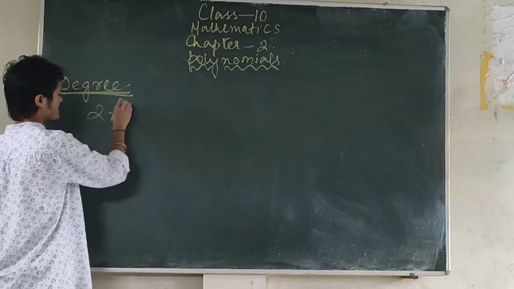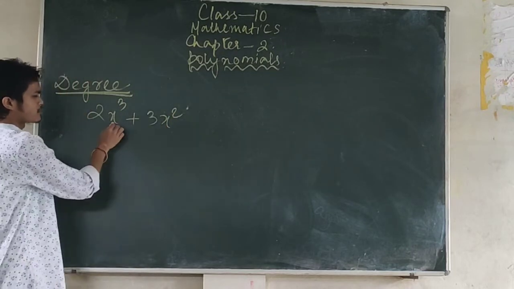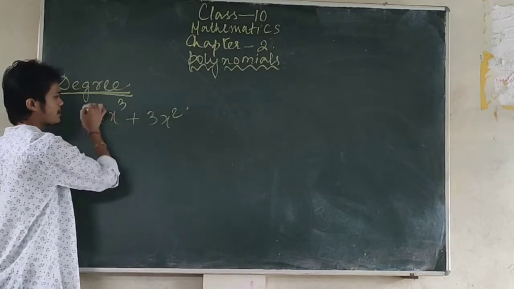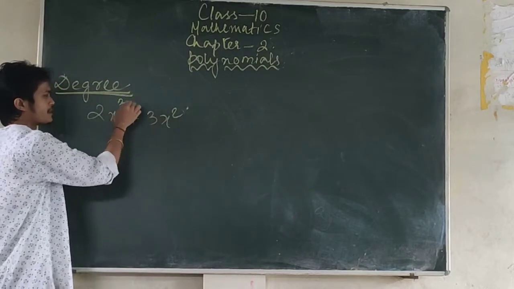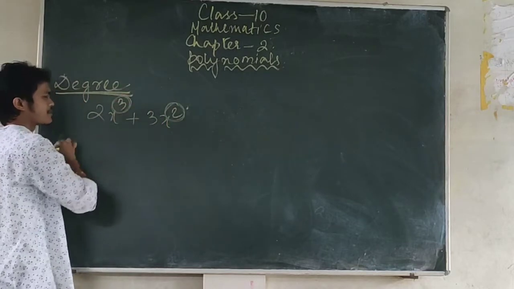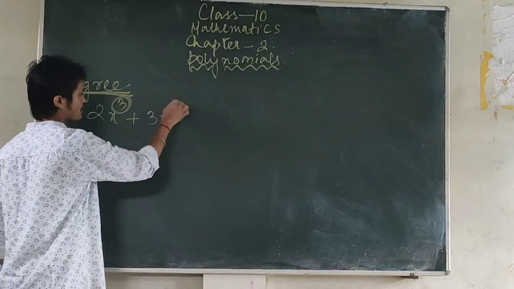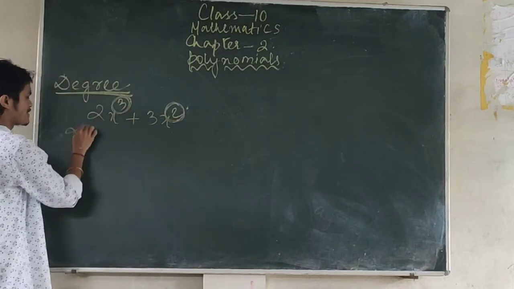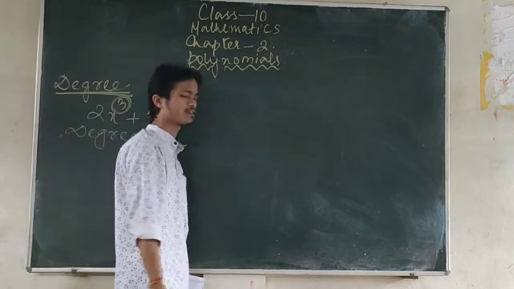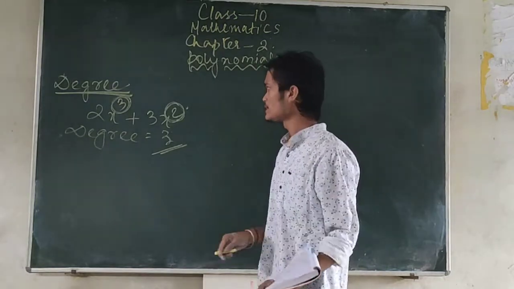Just say 2x cubed plus 3x squared. Here x is a variable in one variable, and this is a polynomial. In this polynomial, here the power is 3 and here the power is 2. The highest power is 3, so degree is equal to 3. Degree means the highest power of the given polynomial. Hope it is clear.